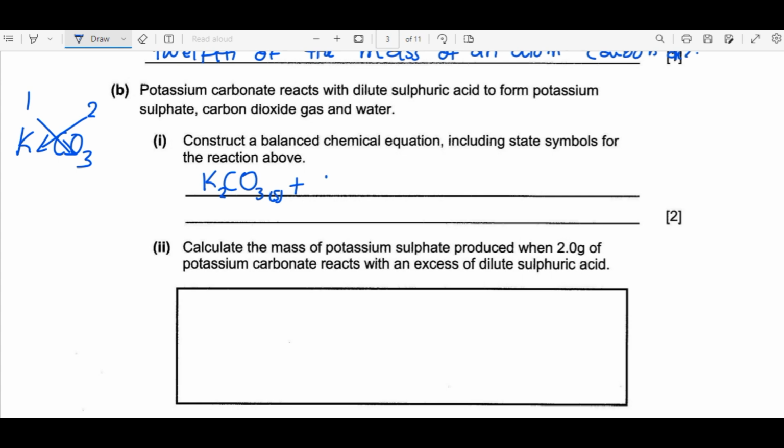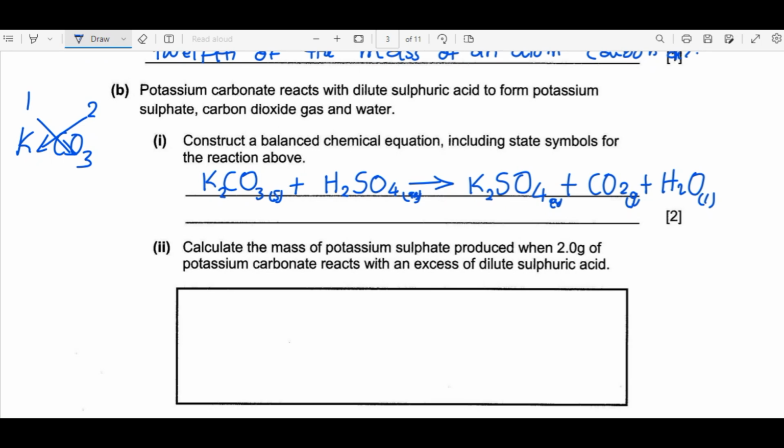So we are reacting with sulfuric acid. So the chemical formula is H2SO4 aqueous. Then we are given what will be produced. So what will be produced is potassium sulfate. So potassium is K, sulfate has a valence of 2, so we put a 2, then SO4 aqueous, plus what else is being produced? We have carbon dioxide, CO2, plus H2O. Then from there we are told to balance our chemical equation.